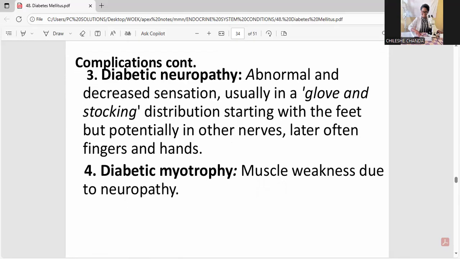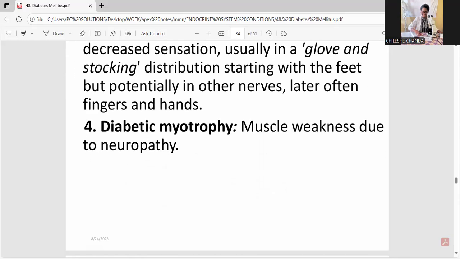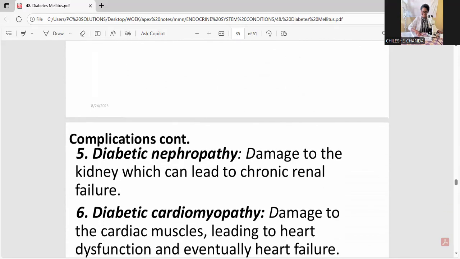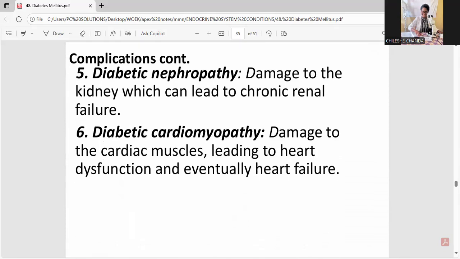And then the fourth complication could be diabetic myotrophy, where the muscles are weakened. Now, this weakening of the muscles is usually due to the neuropathy, because the nerves that are going to these muscles are weakened because the blood that is supplying them is too high in sugar.